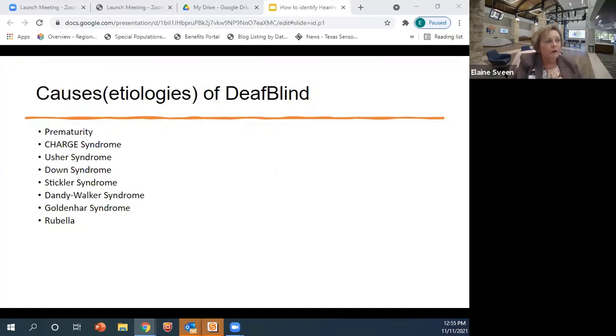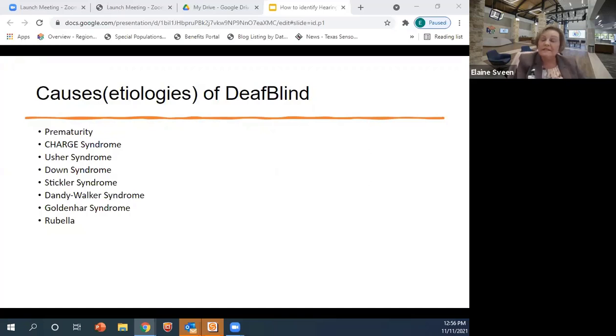Prematurity can be something to look at to make sure that there's not a hearing loss. Obviously, CHARGE syndrome, it's right there in the syndrome. Hearing loss is a part of that syndrome. Usher syndrome, Down syndrome, Stickler syndrome, Dandy-Walker syndrome, Goldenhar syndrome, and I also put rubella.